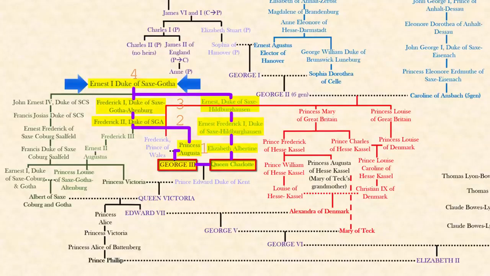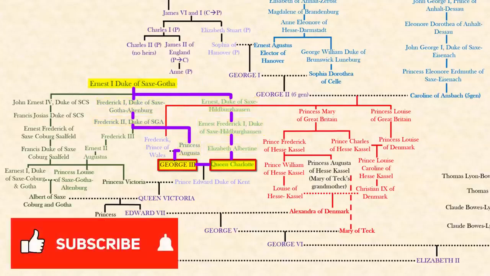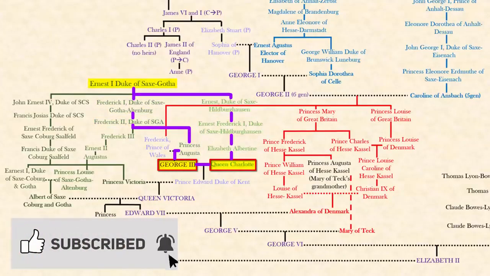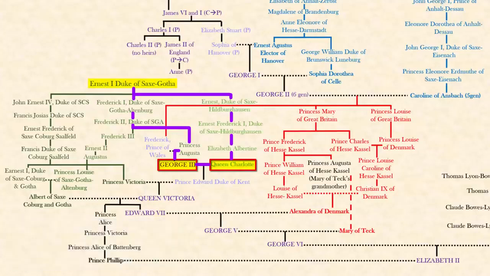They are third cousins. Their great-great-grandfather was Ernest I, Duke of Saxe-Gotha. He had 18 kids. Think about that, 18. And through 3 of these 18 kids, John Ernest IV, Frederick I, and Ernest, we have, as I've mentioned, King George III through Frederick, Queen Charlotte through Ernest. Then their son Prince Edward married Princess Victoria, a 4th cousin through John Ernest IV.